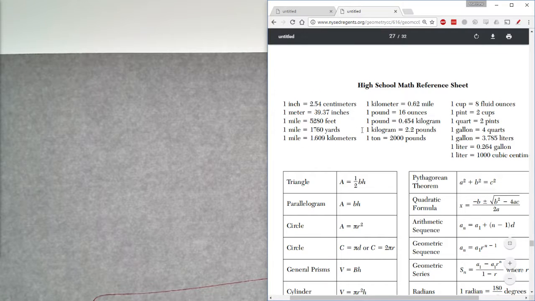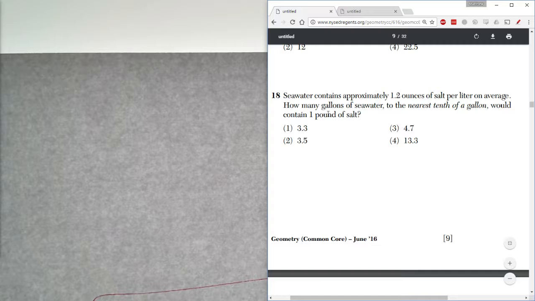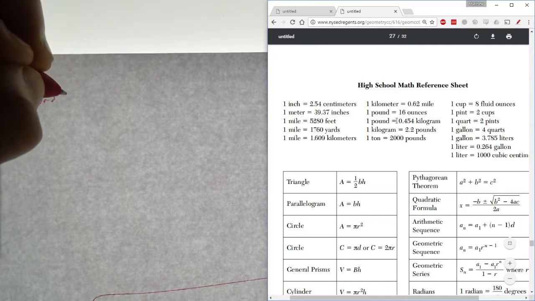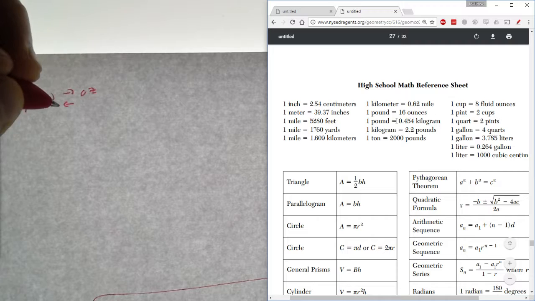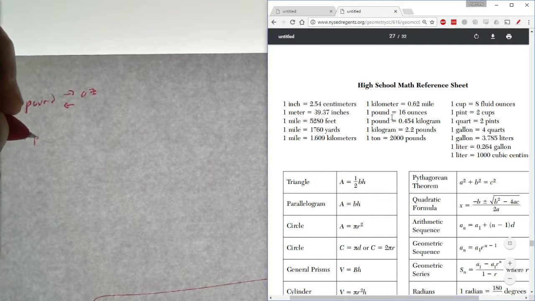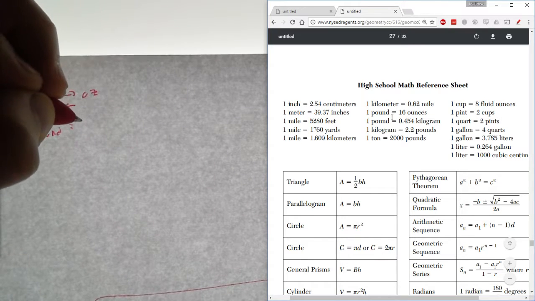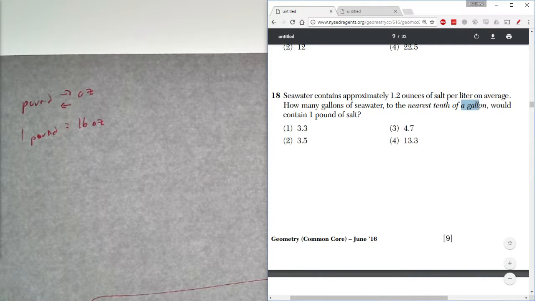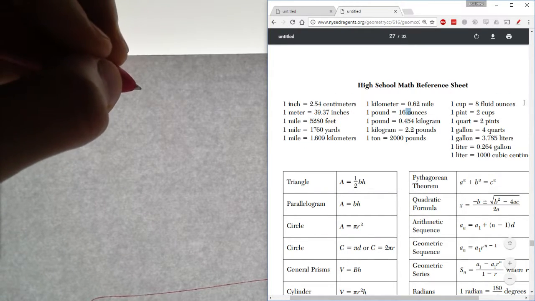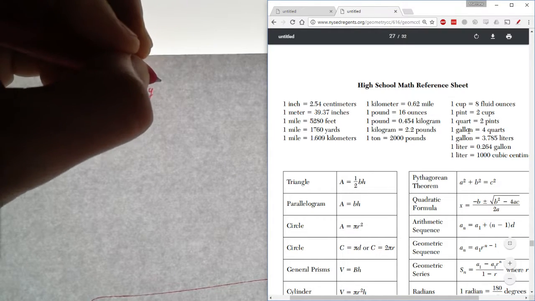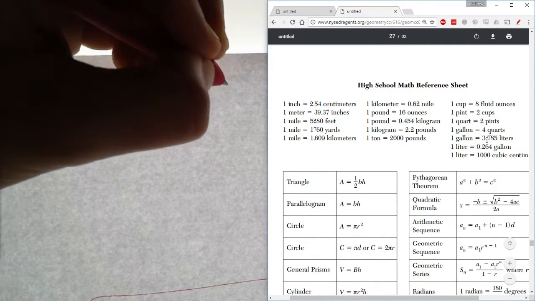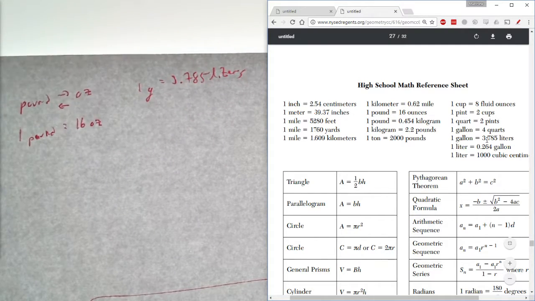So, I've got my conversions over here. I want pound to ounces and vice versa. So 1 pound is equal to 16 ounces. Great. And what's the other thing I want? Gallon and liter. So 1 gallon is equal to 3.785 liters. Great. Here's my conversions.